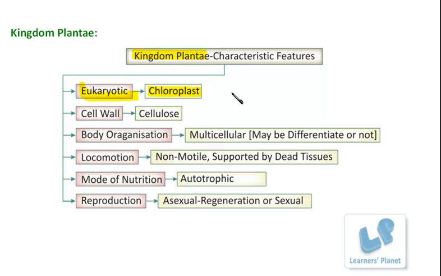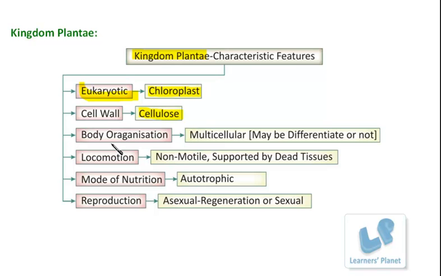Next point is that these eukaryotic cells are surrounded by an outer covering known as the cell wall. The cell wall in the plant cell is made up of cellulose. Do you remember where else the cell wall is present? It is not present in the animal cell, but it is present in the fungal cell. It is also present in the Monera or Protista cells, some of them, not all.